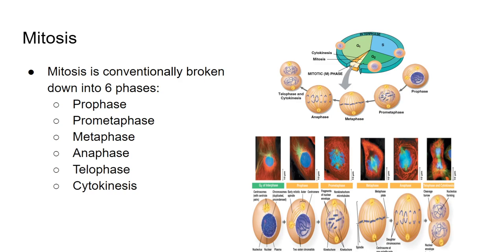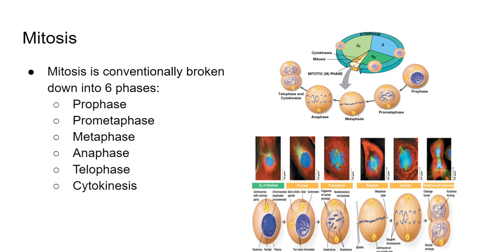So at this point, our chromosomes have fully condensed and we don't even see the nuclear envelope. It's just fragments of it at this point. We also see the centrosomes here at this point. They have migrated to opposite poles of the cell. And this is going to be very important when we get to metaphase.